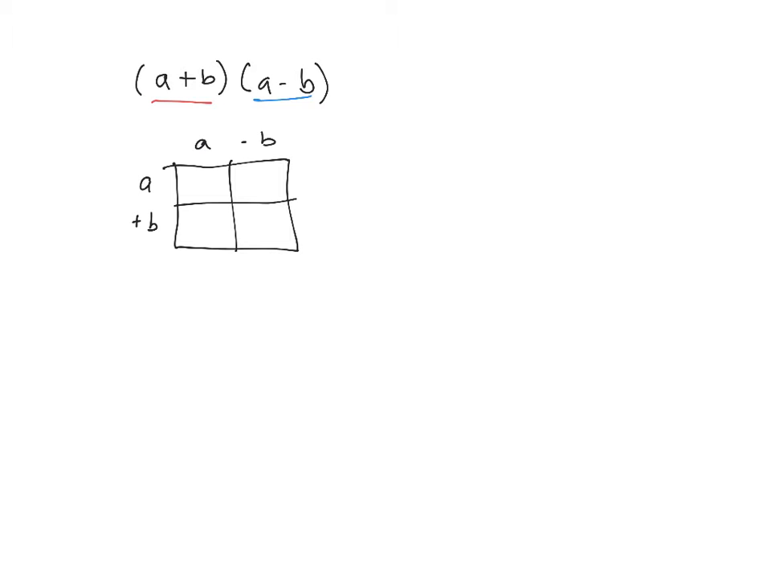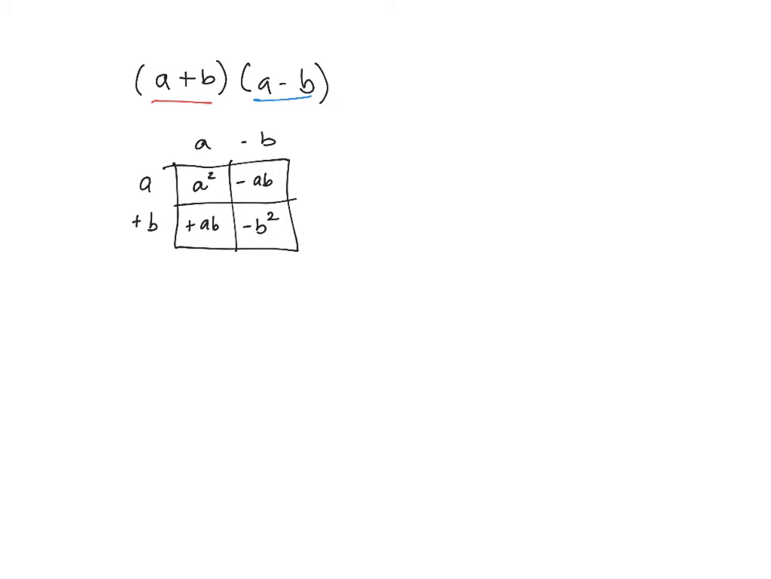Then I'm going to go ahead and multiply in each box. Top left box would be a times a, so a squared. Top right is a times negative b, so minus ab. Bottom left is plus ab. And bottom right is minus b squared.